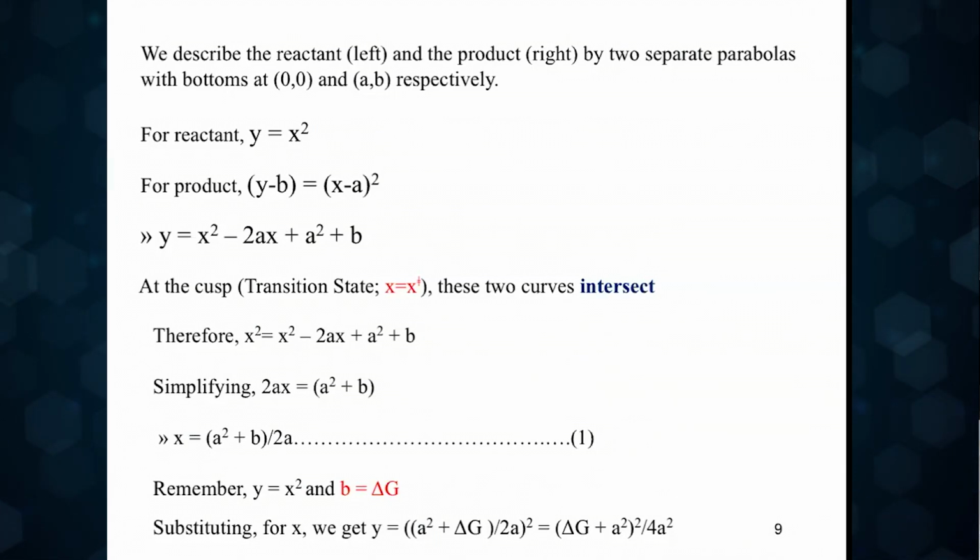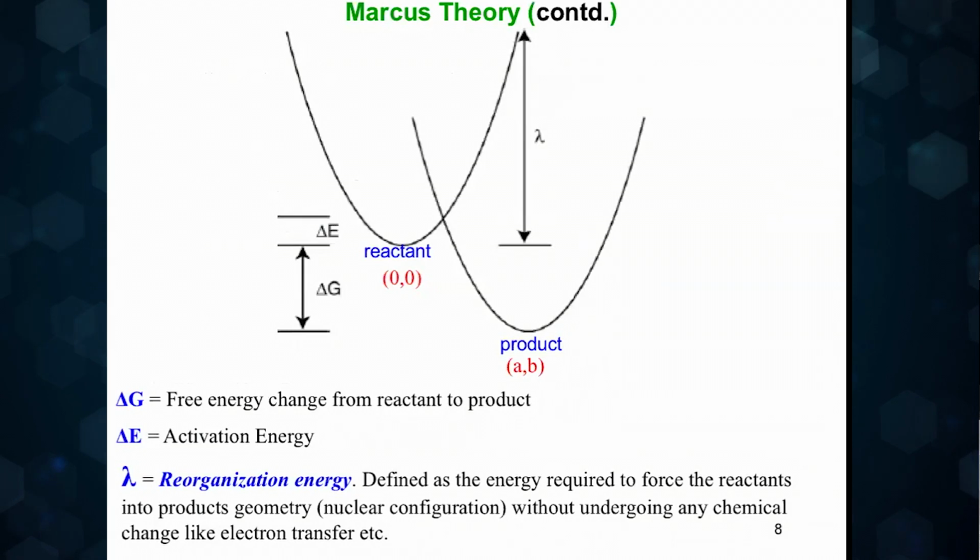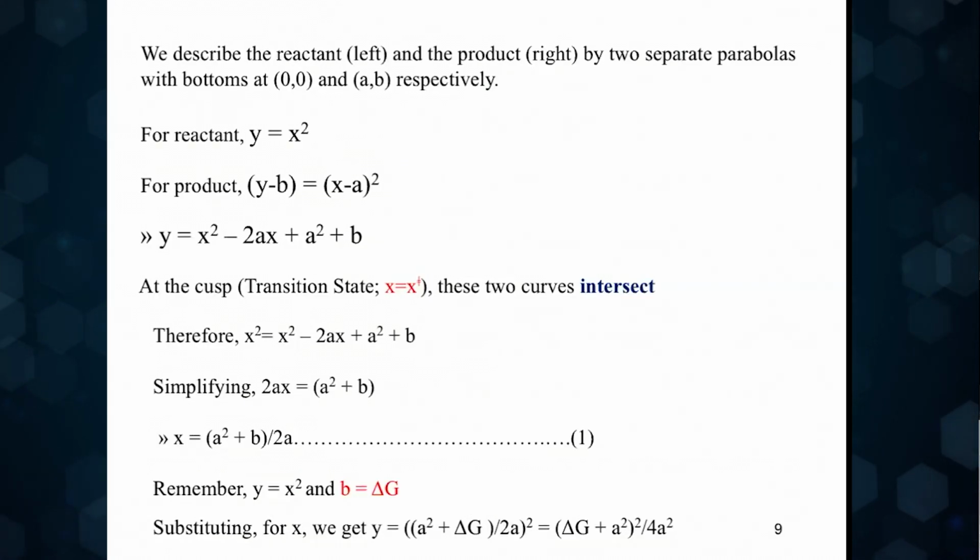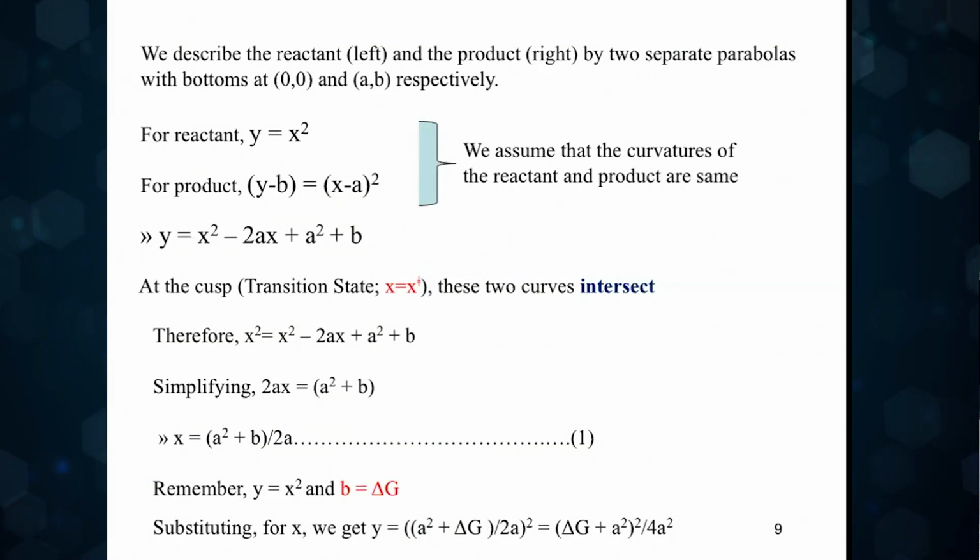So for the reactant, you can represent it as a parabola y equal to x squared, whereas the product is again represented as a parabola which is only shifted in the x and y axes, which you write as y minus b equals (x minus a) squared. Now of course you can expand this term, and when you expand it you get a formula like this. But remember, at the point where these two curves cut, these two equations are going to be identical. At that point, which we now call the transition state, you can in fact find out the coordinate of the transition state.